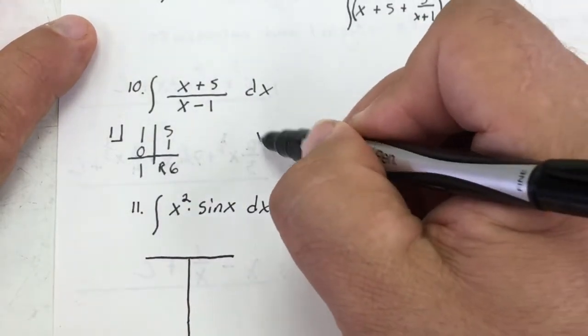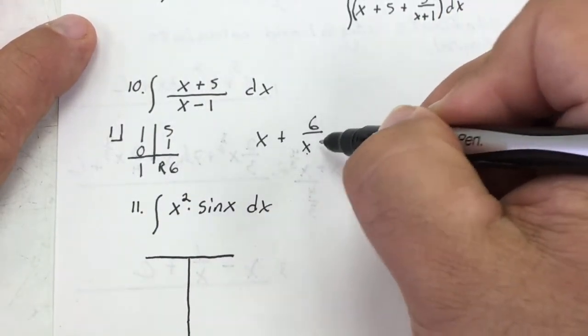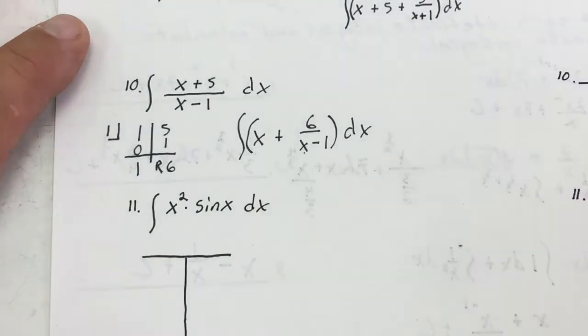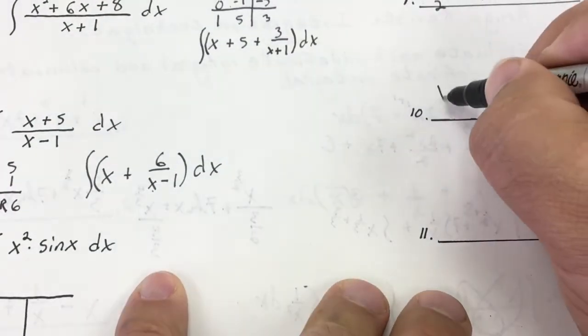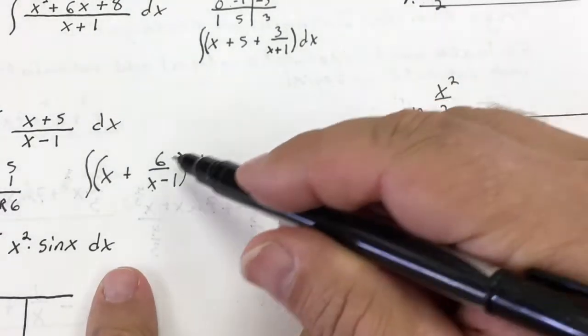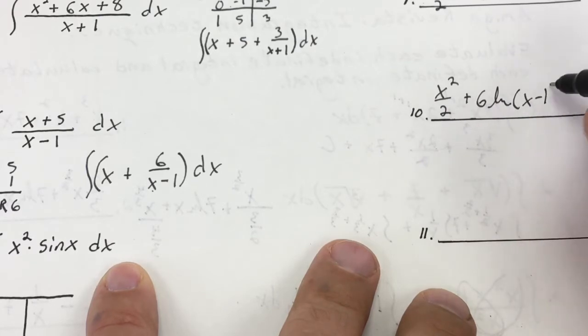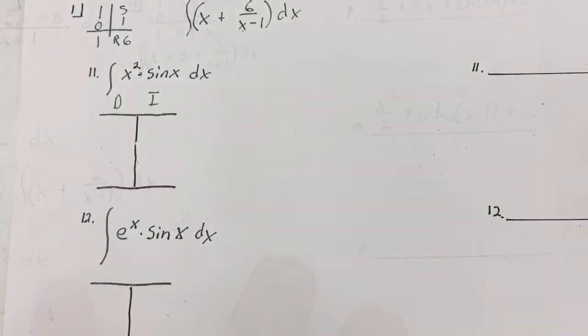So this integral is going to be x plus 6 over x minus 1. Not too difficult to find the integral of. So the integral of x is going to be x squared over 2. The integral of 6 over x minus 1 is going to be plus 6 ln x minus 1 plus c.